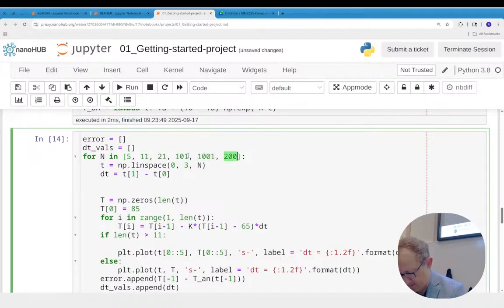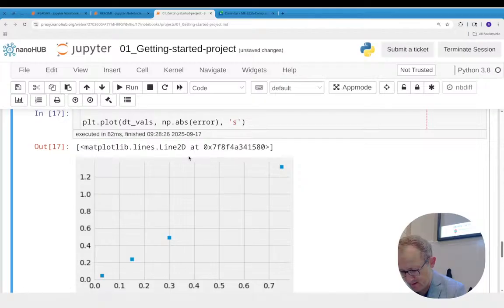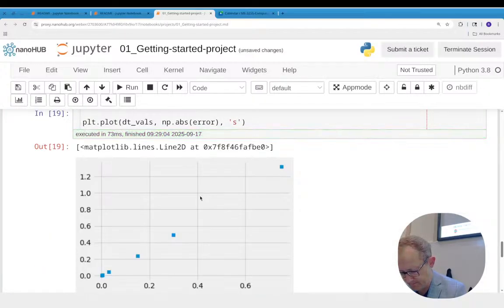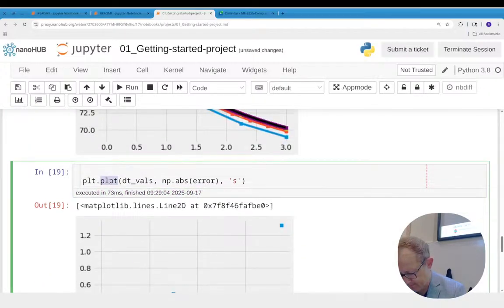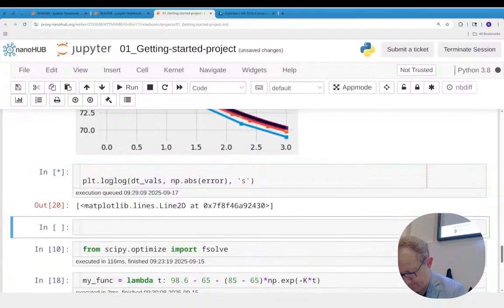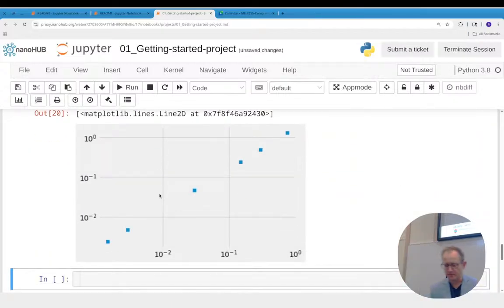1001, 2001. And then start looking at a log plot of, and this is what I expect for Euler method, that if we're approximating differential equations with straight lines, if time step is 10 times smaller, error should be 10 times smaller, like a 1-to-1 approximation.